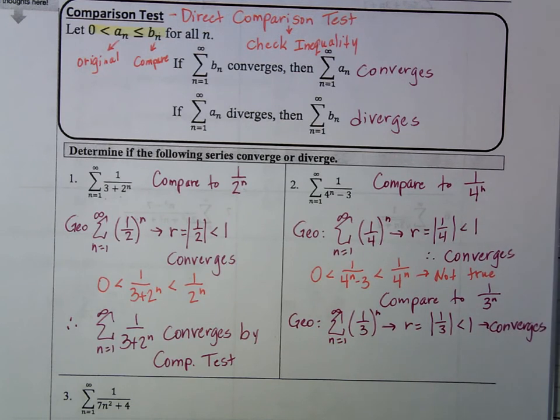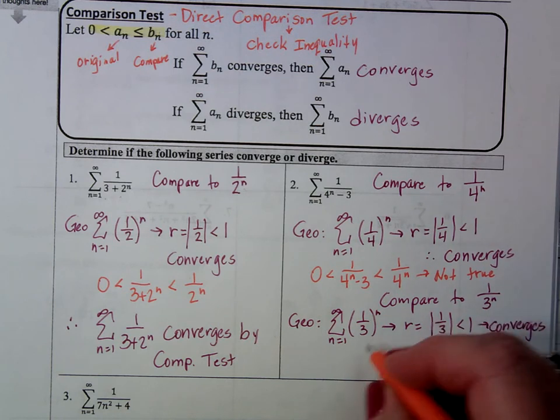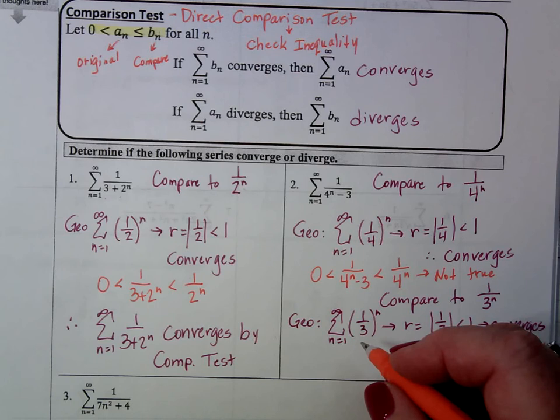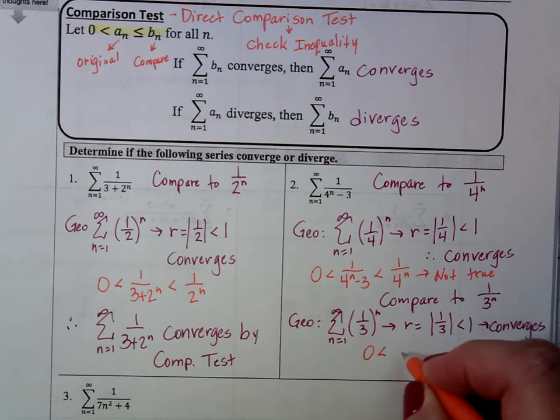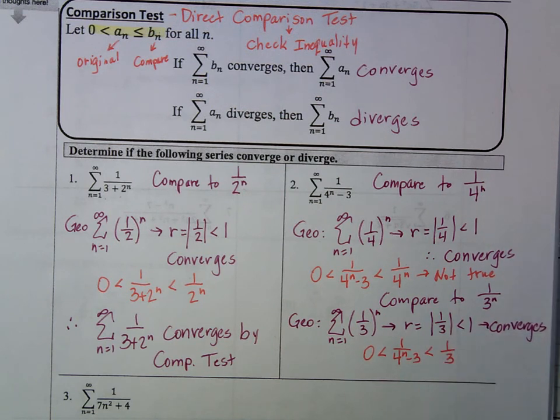All right, let's check our inequality. Now our inequality would be 0 is less than a sub n, 1 over 4 to the n minus 3, is less than my comparison. Let's see if that works. So if I have a power of 2, this is 16 minus 3 is 13, 1/13 compared to 1/9. And that works. That is a true statement. That is going to be a true inequality.